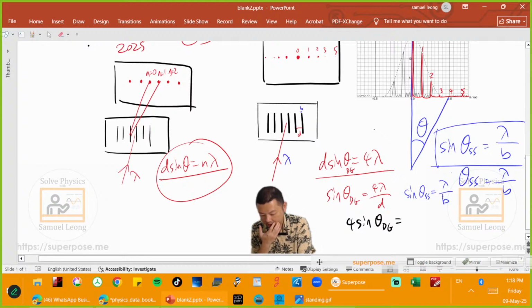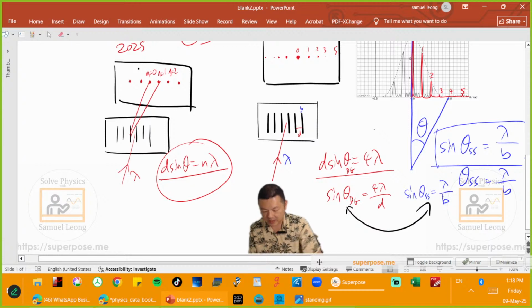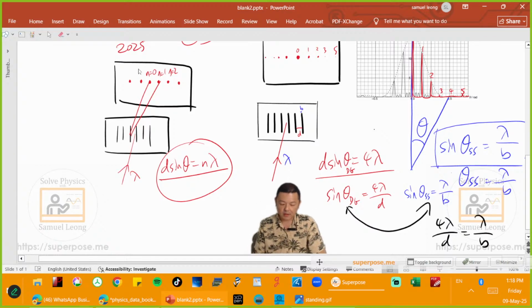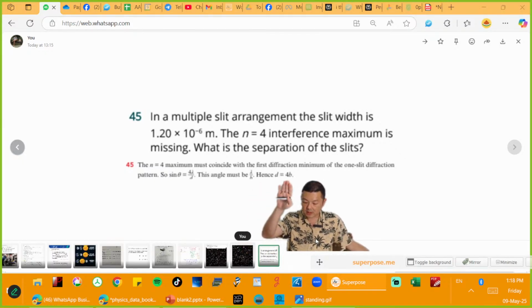Let me think first. Oh yeah, okay. So these two angles are equal. This angle is equal to this angle here. So 4 lambda over d is equal to lambda over b, which is why d is equal to 4 times b. That's the answer. The distance d is equal to 4 times b down here.